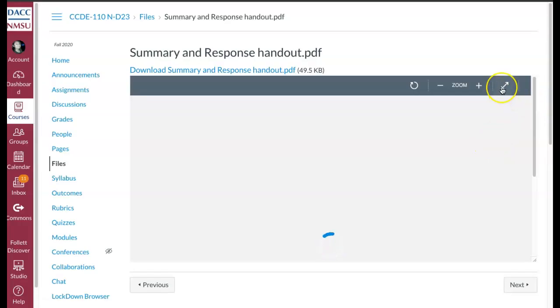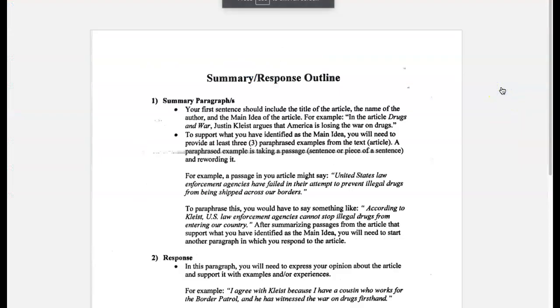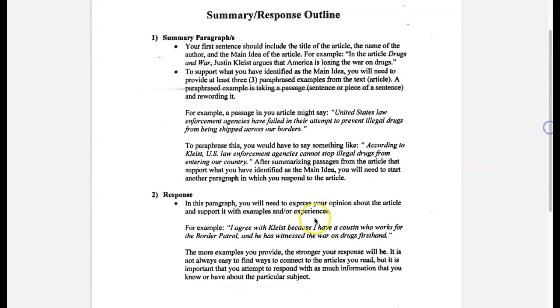And when it comes to writing a summary and response, which we're going to be doing a few of in class, what you want to do is have one good sized paragraph that's a summary, and then a second separate paragraph that's a response. Now obviously it doesn't have to be numbered, it doesn't have to have bullet points whenever you actually type it. You just have to have one paragraph that's your summary and one paragraph that's your response. And when you write your summary, your first sentence should include the title of the article, the name of the author, and the main idea of the article. And right here it gives you an example. Then the rest of the summary should focus on at least 3 paraphrased examples that support that main idea. And again, here we have an example of how to paraphrase a specific quote from the article.